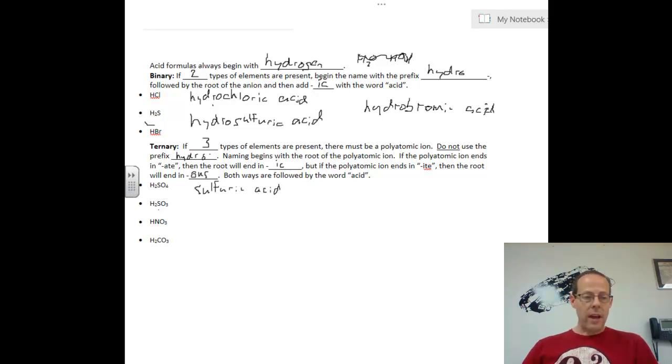Next one, notice we have SO3 as opposed to SO4, and SO3 is sulfite, so it will be sulfurous acid. So we're still keeping the root, but just the ending will change. Ates become ics, ites become ous. Next one, nitrate. So this is just going to become nitric acid.